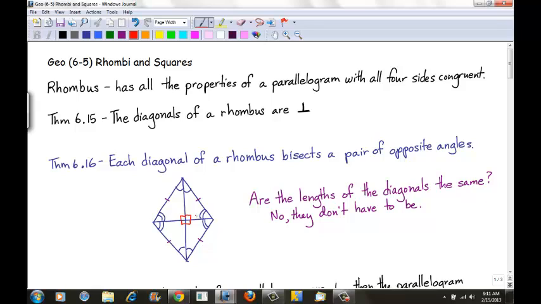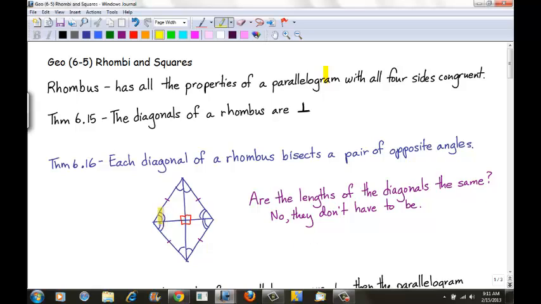Okay, then Theorem 6.16. Each diagonal of a rhombus bisects a pair of opposite angles. So, example, this diagonal bisects this angle. So this angle is congruent to this angle. It also bisects this angle, a pair of opposite angles. So this angle is congruent to this angle.